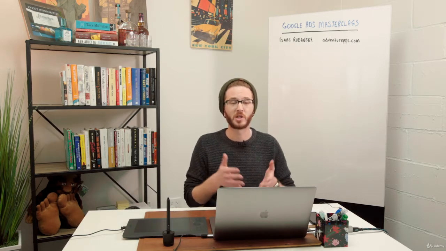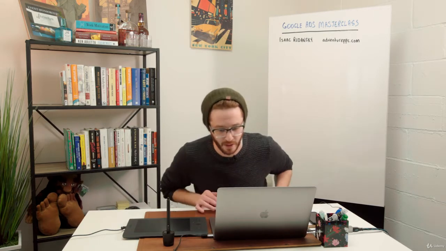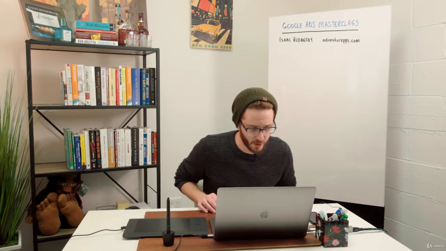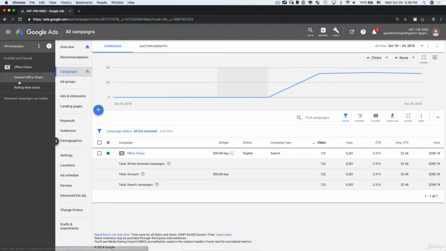So let's go back, jump into our burner account that we're building for Poppin, and Poppin's getting some free traffic off us, but that's okay. Here we have our campaign office chairs, and I just took the liberty of really building out a quick ad group for rolling desk chairs.